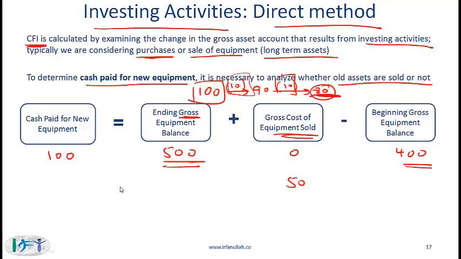The answer then is as follows. You have an ending balance, let's say again, of 500. So you will do 500 plus 50. The way you can think of this is, if the equipment had not been sold, then the ending balance would have been 550. And then you subtract the beginning balance of 400. You have 550 minus 400, which is equal to 150.